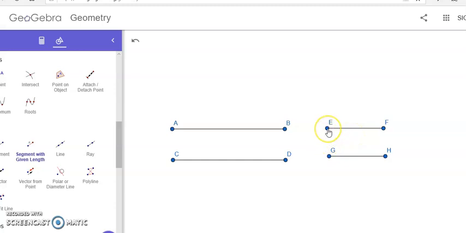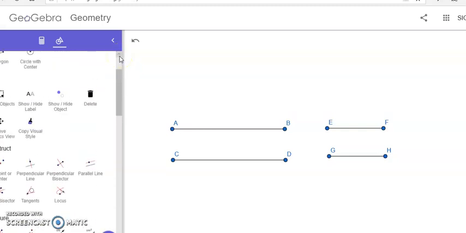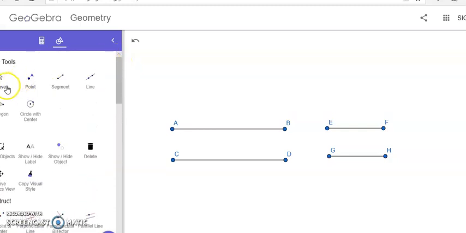And now I am going to add this EF to the line AB and GH to the line CD. Also here I am going to add these two lines. Now I am going to add the line EF to the line AB and the line GH to the line CD. Here the two new lines formed are AF and GH.